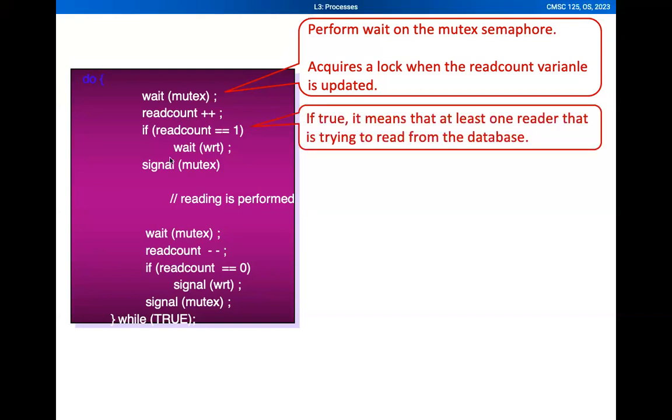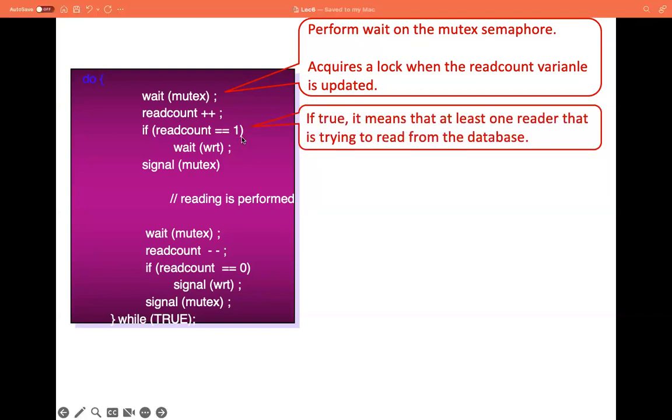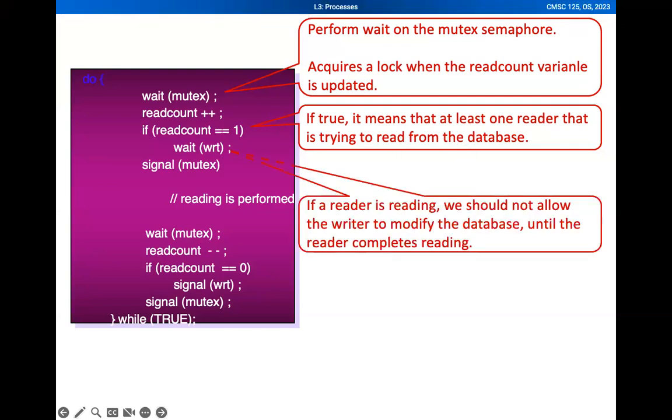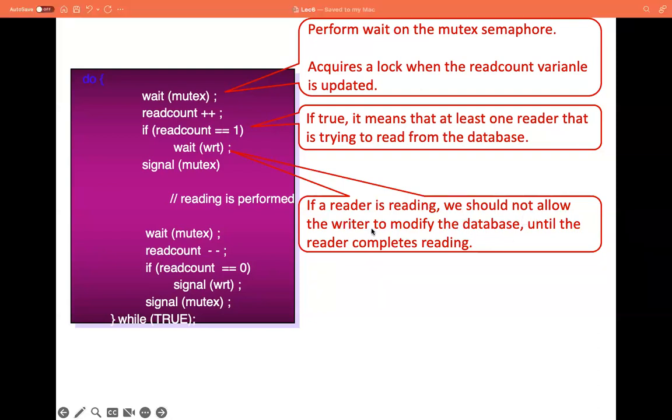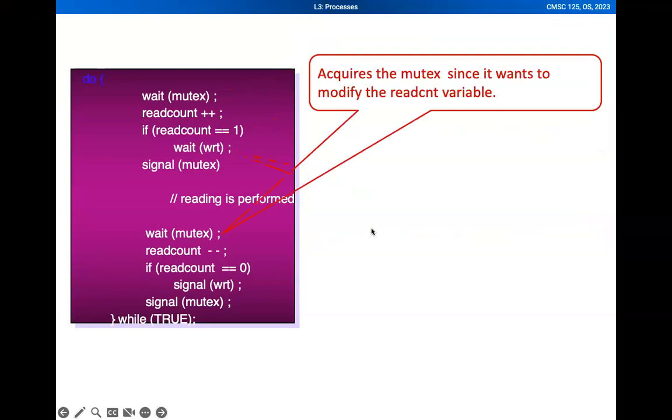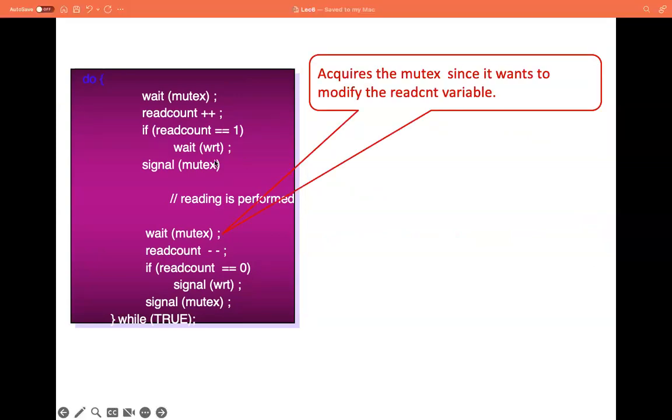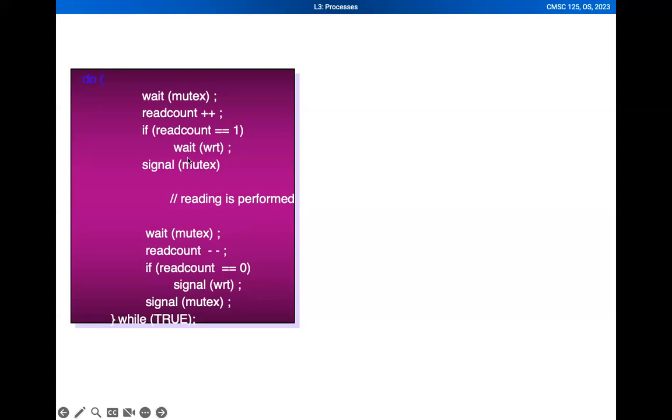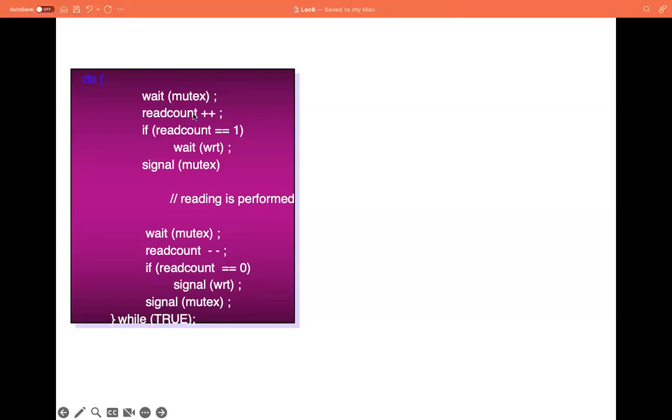Now if the read count is equal to 1, that means that we have at least one reader. It means that at least one reader is trying to read from the database. If there is a reader, then we should not allow the writer to modify the database until the reader completes reading. And now it signals the mutex, releasing the lock, meaning it is done modifying the read count variable, and that reader can now read.